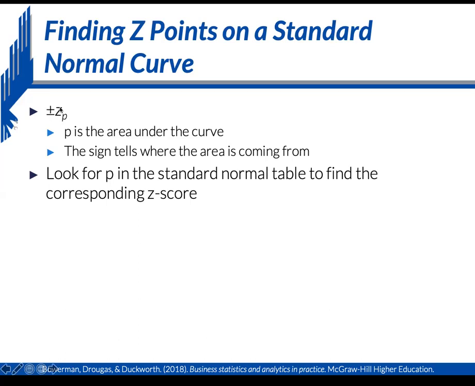So if you have positive z, sometimes you don't see the positive sign written anymore. The subscript is an area that comes from the right, or that total area is the area to the right of that particular z-score. While if the z-score has a negative sign, that subscript is the area to the left of that z-score. So if you see something like this, it indicates a z-score, and the area or the probability is the value in the subscript.